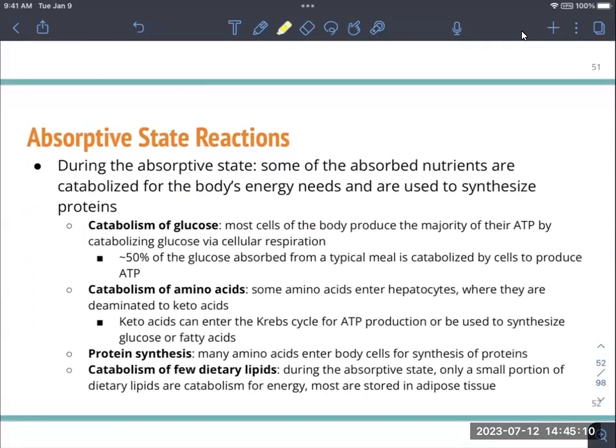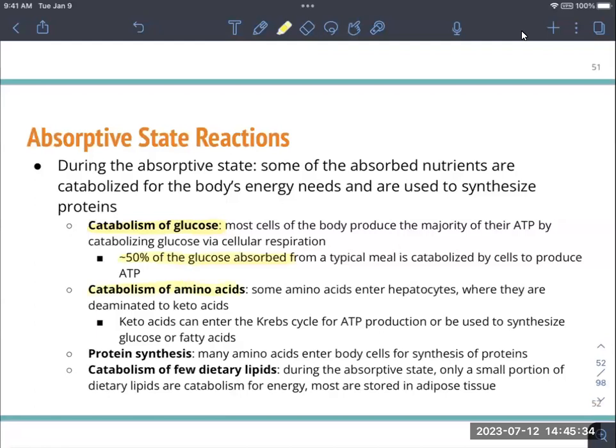So during this absorptive state, some of these different nutrients are used for energy or to make proteins. So the catabolism of glucose, where we break down glucose for energy. About 50% of the glucose that is absorbed from a typical meal will be used to produce that ATP.